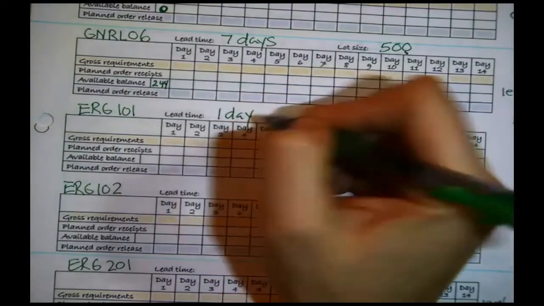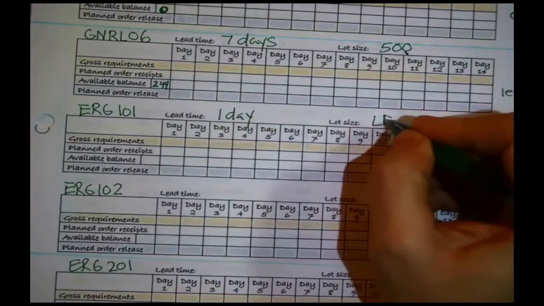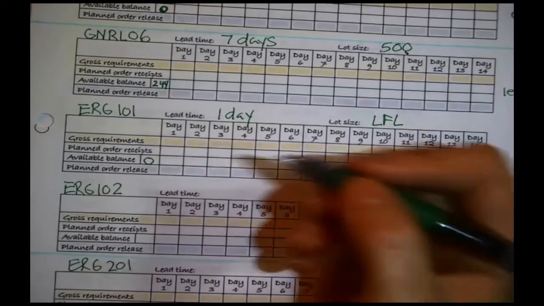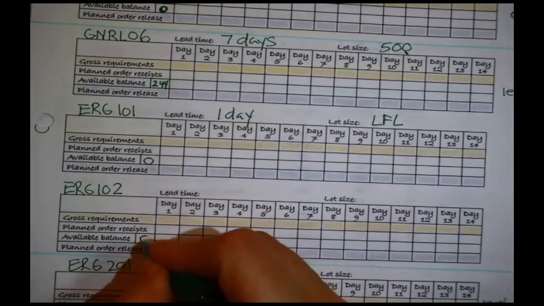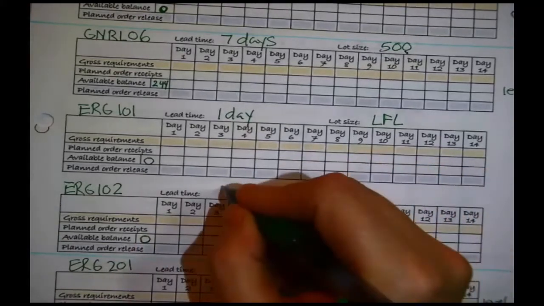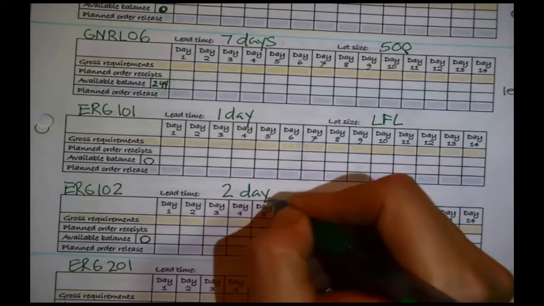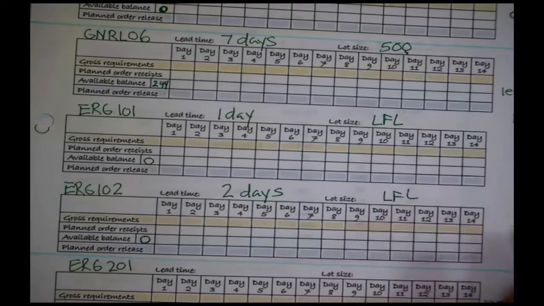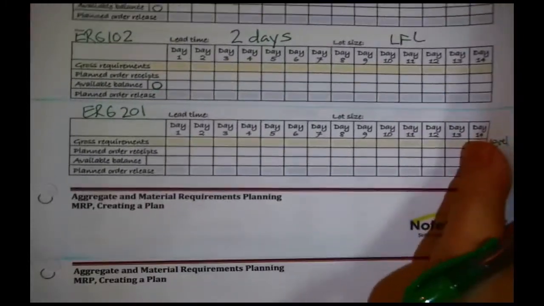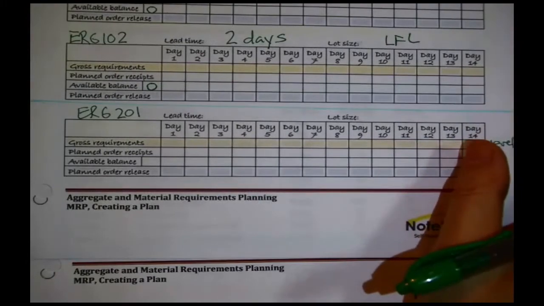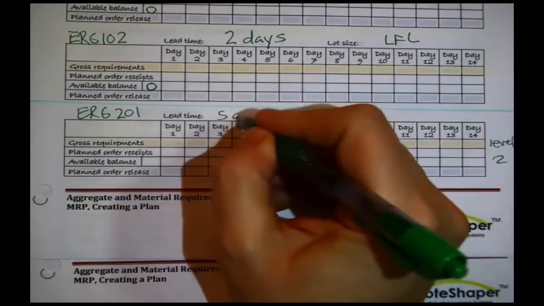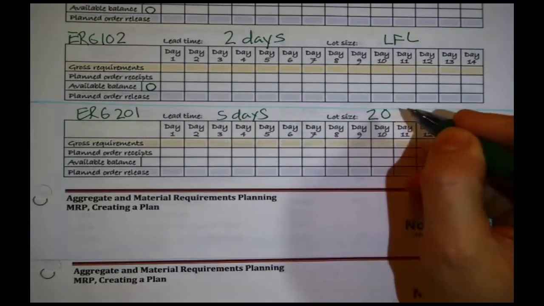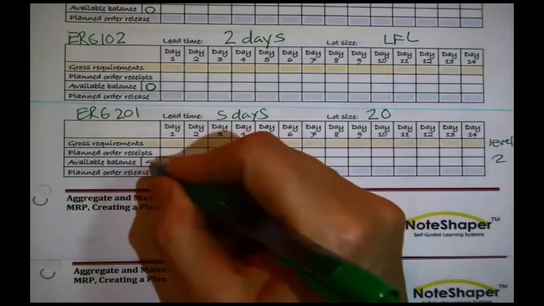Now, ERG101, the lead time is 1 day. I'm just entering information that we know. That's also lot for lot. And there isn't any in inventory right now. ERG102, there's none in inventory right now. There's a longer lead time if you want some, 2 days, but that one is also lot for lot. Just entering stuff I know. ERG201, 5 days lead time. Lot size of 20. We've got 50 in stock right now.